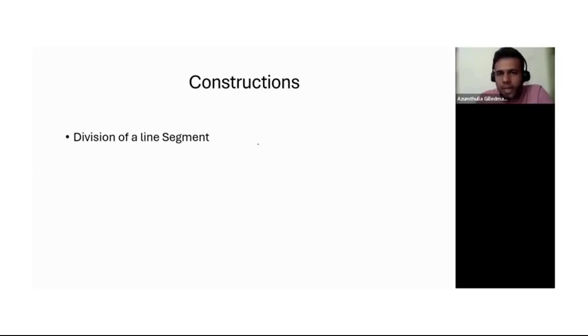Let's say I have a line segment AB here. Let's say this is the line segment AB. Now to divide this line into equal parts, let's say I want to divide into 4 equal parts.